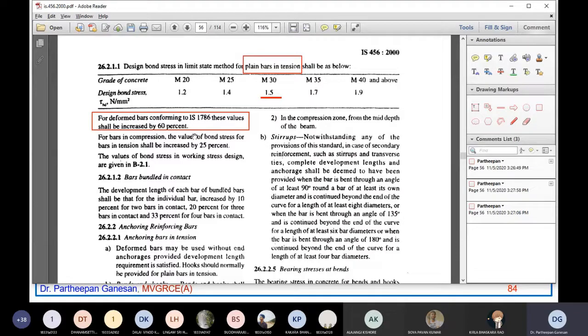Now, if the bars are in compression, the value of bond stress for bars in tension shall be increased by 25%. Right? So, if you are trying to find the design bond stress for bars in compression, the values in tension should be increased by 25%. That means you have to multiply by 1.25. So please keep this in mind. When you read this table, read the note given just below the table also. When we solve the numerical, you will understand better.